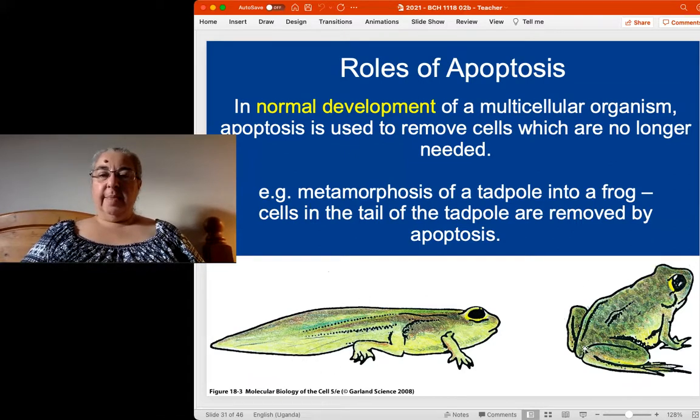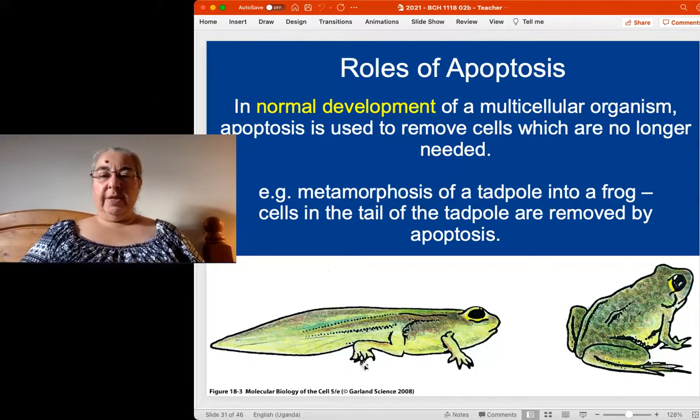Here is the same animal at its adult stage where it can live both on land and in water. And by the time it's metamorphosed into the adult form, it loses this tail. Okay, so this is the metamorphosis of a tadpole into a frog.